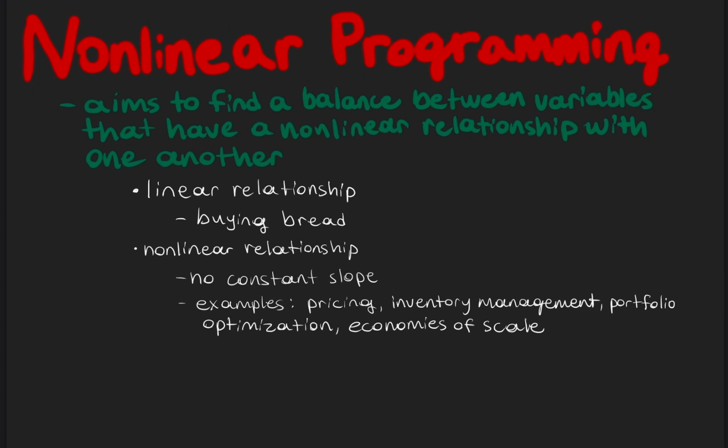So in nonlinear relationships, there is no constant slope. An example would be a parabola or an exponential function. If you were to draw the graph, it would look something like this. Examples of nonlinear relationships include pricing, inventory management, portfolio optimization, and also economies of scale. I'm going to talk about all of these on the next page.